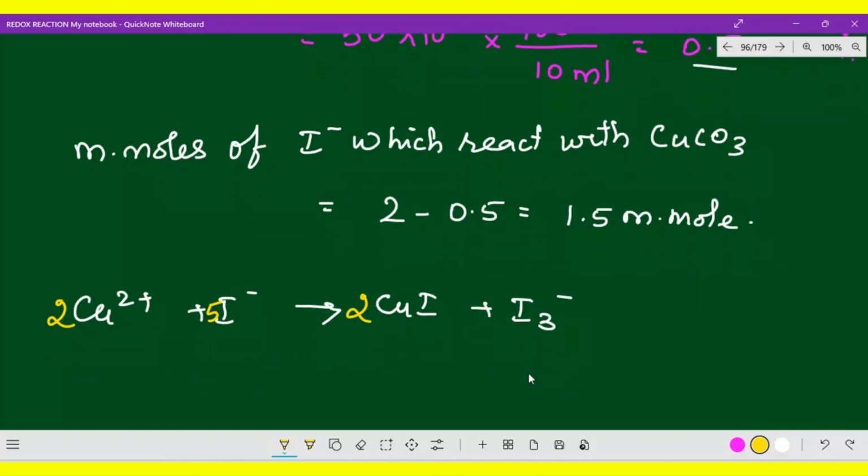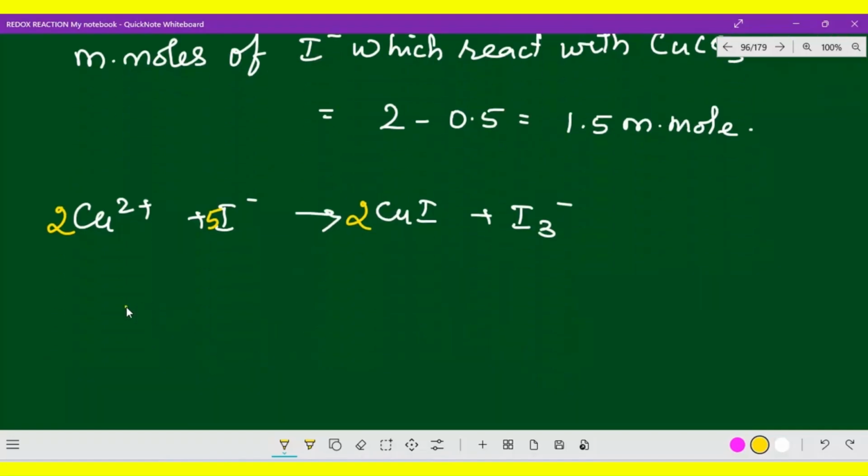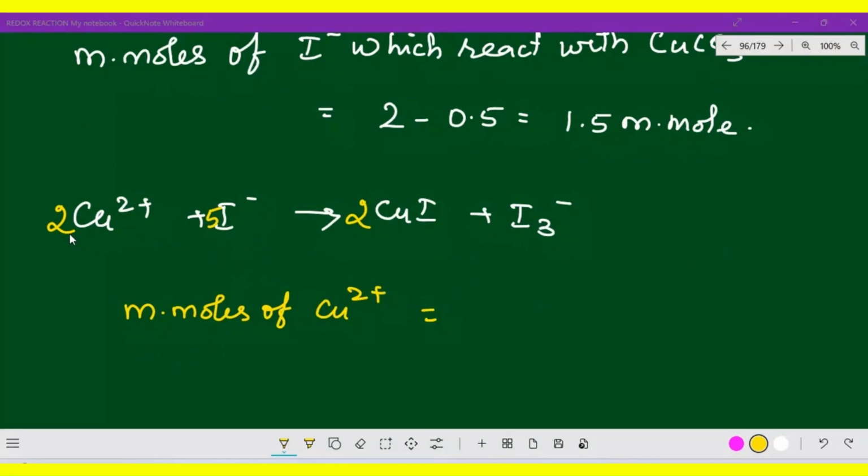Right, now here, the millimoles of Cu2+. According to the equation, it is 2 moles of Cu2+ and 5 moles of I-, you are getting 2 moles of CuI and I3-. So that means here the millimoles of Cu2+ is 2 by 5. How do we get 2 by 5? That is from the balanced equation.